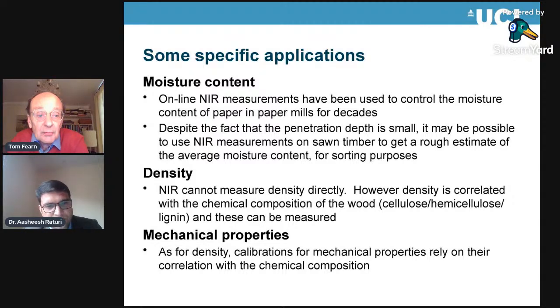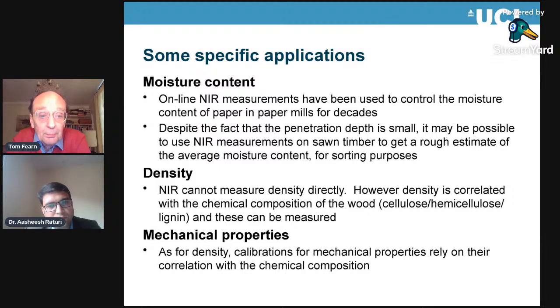And that's been used with, I remember seeing videos of really impressive instruments that slid across the enormous roll of paper that was going past at tremendous speeds and were controlling moisture content, which is really important for the production.